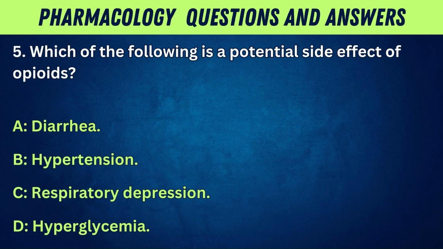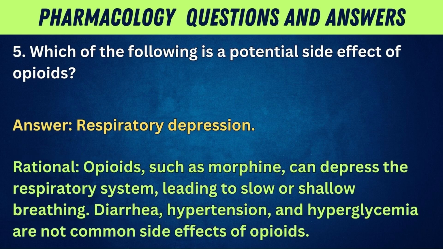5. Which of the following is a potential side effect of opioids? A. Diarrhea. B. Hypertension. C. Respiratory depression. D. Hyperglycemia. Answer: respiratory depression. Rationale: opioids, such as morphine, can depress the respiratory system, leading to slow or shallow breathing. Diarrhea, hypertension, and hyperglycemia are not common side effects of opioids.